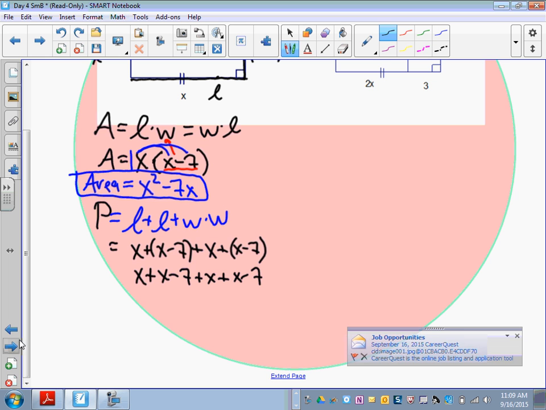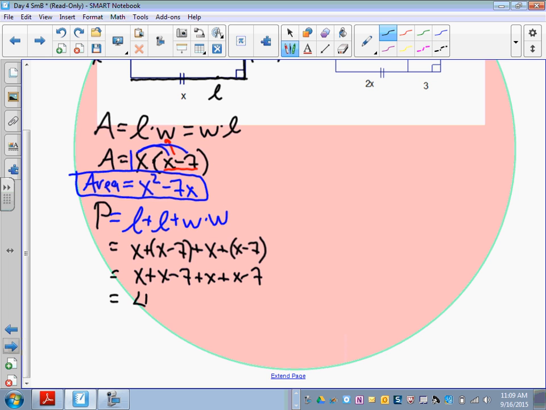So then we go ahead and add these together, and I get 1, 2, 3, 4 x's, and negative 7 plus negative 7 equals negative 14. So my perimeter is equal to 4x minus 14. Any questions on that?